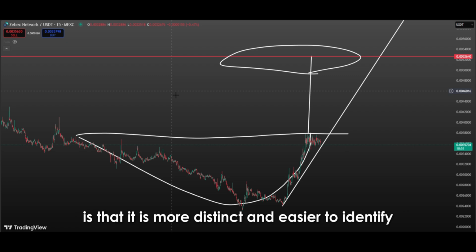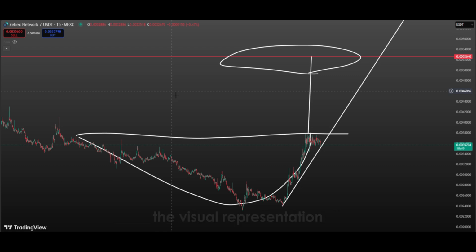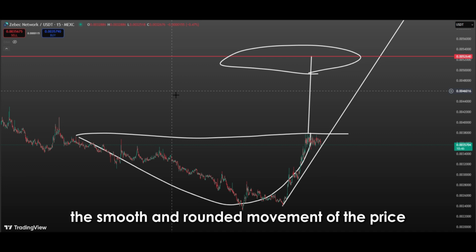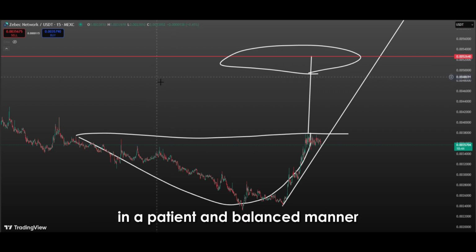One of the significant advantages of the cup formation in technical analysis is that it is more distinct and easier to identify compared to many other formations. Even for novice investors, the visual representation of this formation on a chart is quite clear and understandable. Additionally, the smooth and rounded movement of the price while testing bottom levels signals that market participants are buying in a patient and balanced manner.